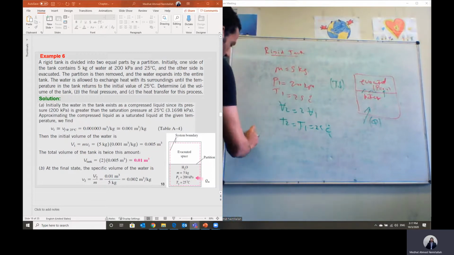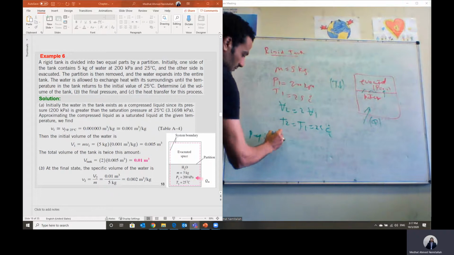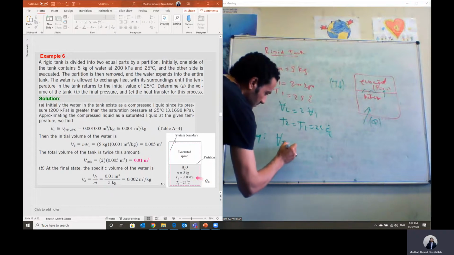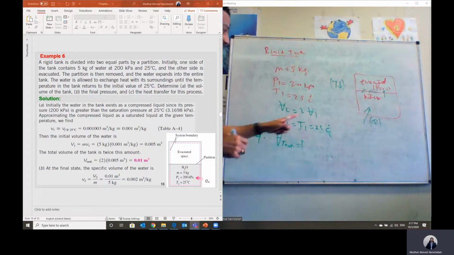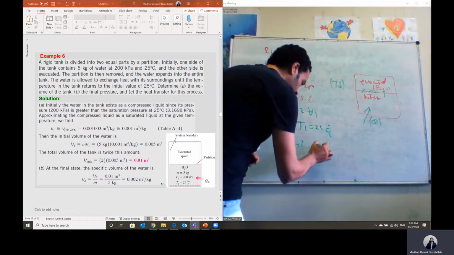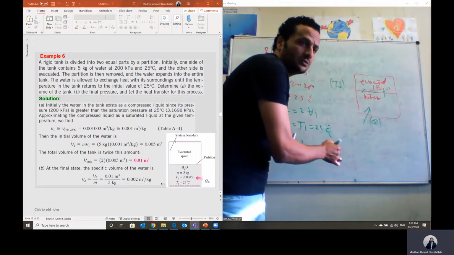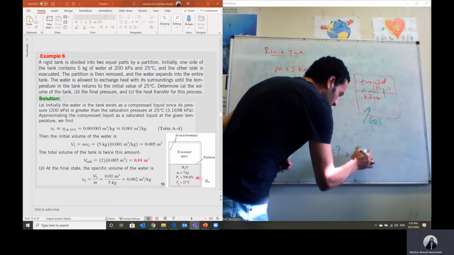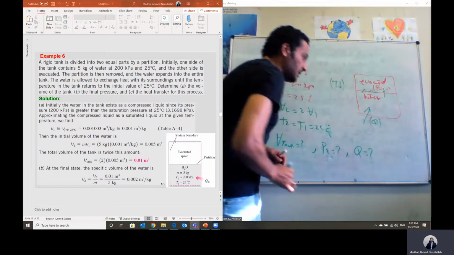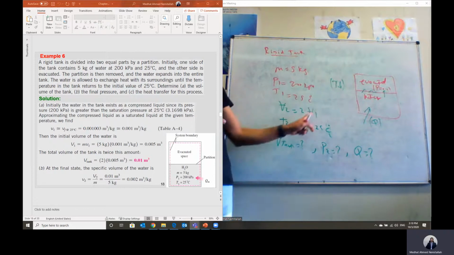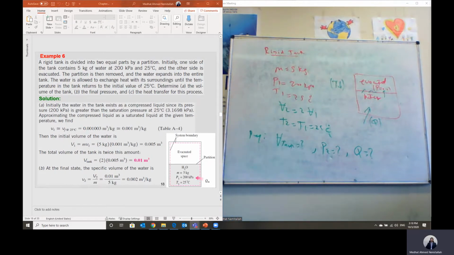We need to calculate the volume of this tank, which is the volume V2, double V1. We need to calculate also the final pressure of the water inside this tank, and the heat transfer Q of this process in order to keep the temperature fixed at 25 degrees. Then what should we do in this case?